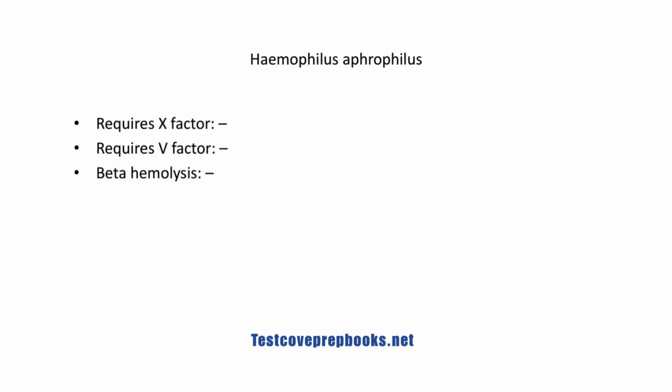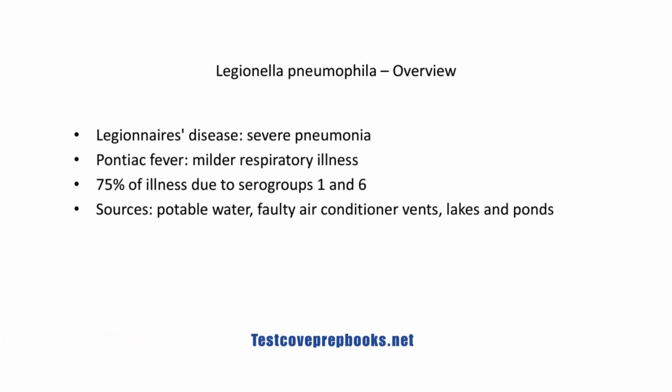So, to summarize, if an isolate requires both X and V but does not hemolyze, it's H. influenzae. If it requires both and is hemolytic, it's H. hemolyticus. If it needs only V, think of H. parainfluenzae or H. parahemolyticus, with hemolysis distinguishing them. If it needs only X, it's H. ducreyi. If it needs neither, it's H. aphrophilus. Let's continue with Legionella pneumophila.